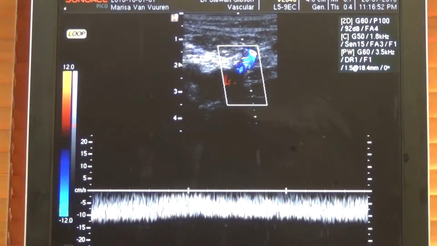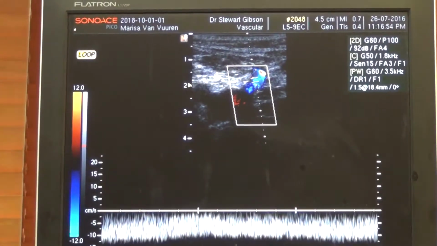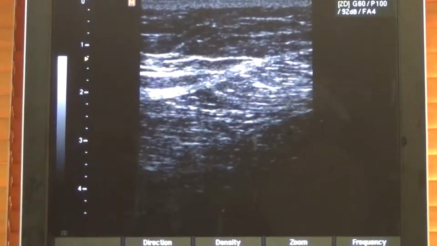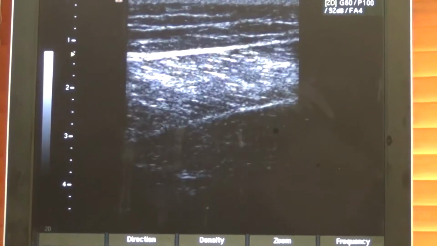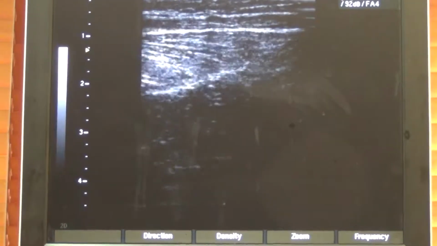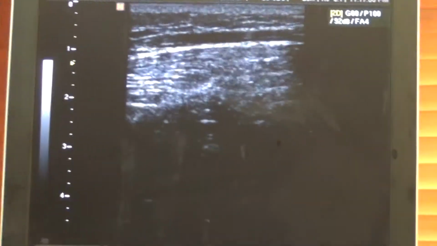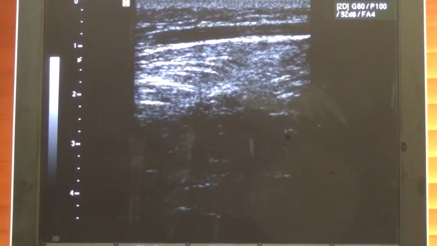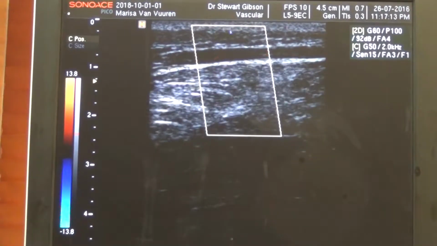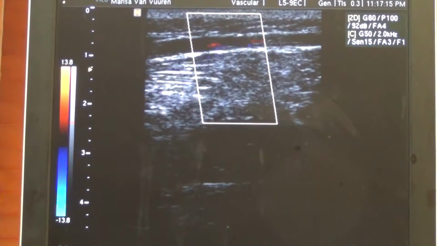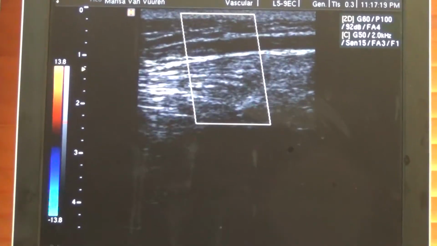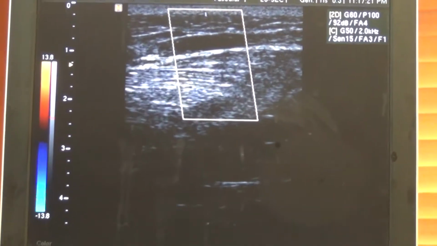And looking further down the leg to the great saphenous vein and the inside of the knee, we find ourselves at the great saphenous vein. Engage the color Doppler, and you'll notice that the great saphenous vein is pulsatile. We're looking at the area here.